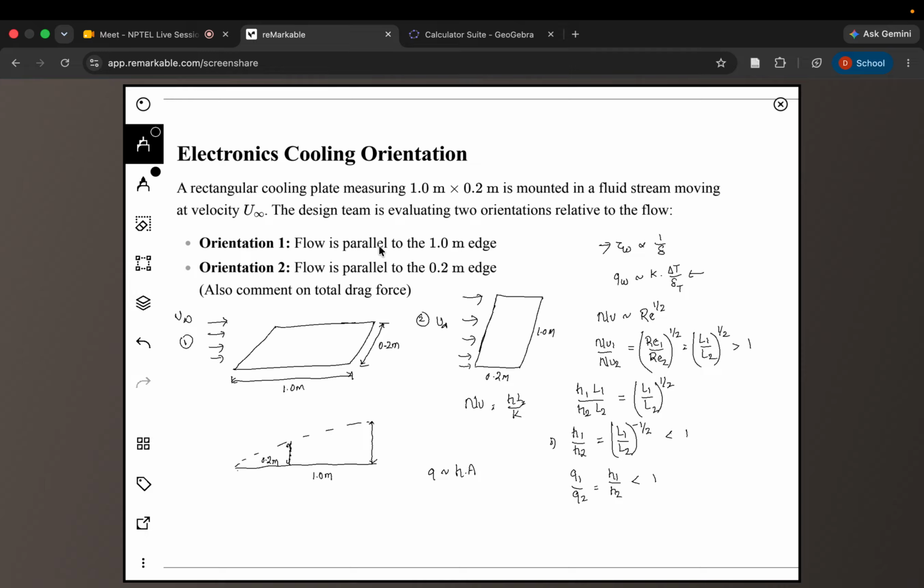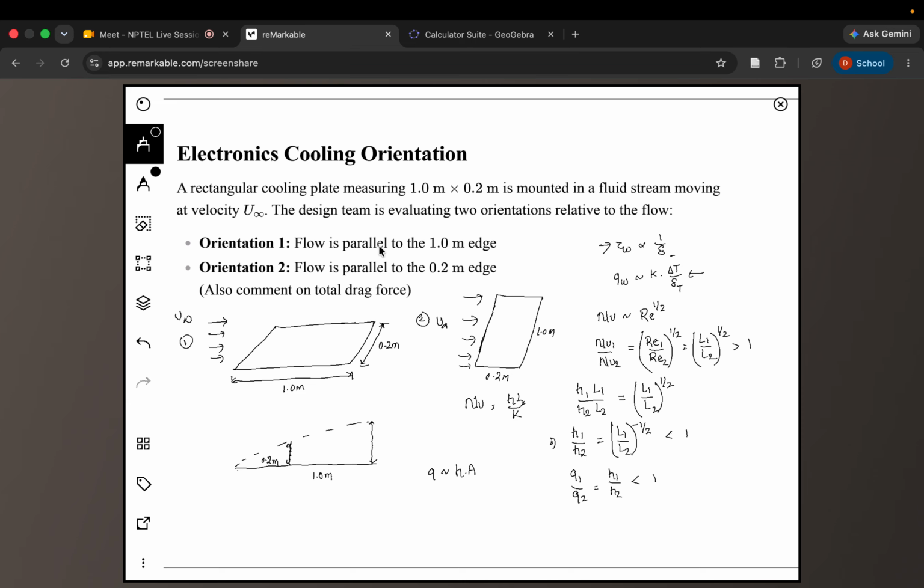Again, we can pose this as a mathematical problem and then solve it, which is something that we will take up a little later. But for now, the idea is for you to understand that orientation does impact the heat transfer as well as the drag force. So this is with respect to shear stress.